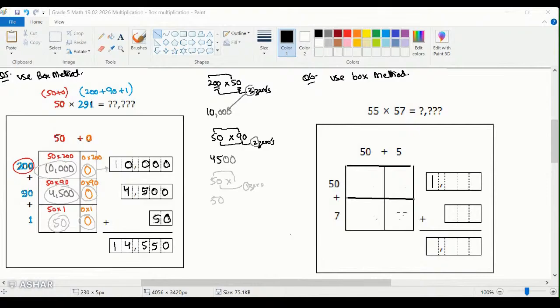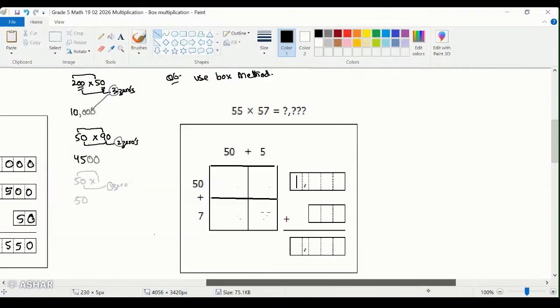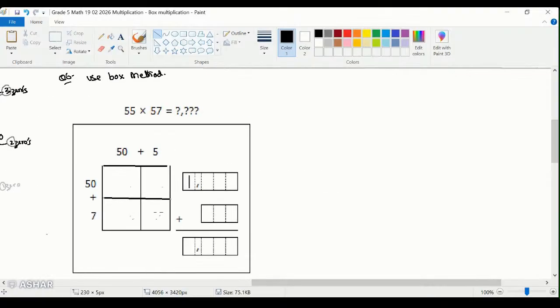Okay, so what are the answers we have? So we broke down the number 55 into, I'll do it. If you are done with this, I'll continue with the question. Okay, let's focus on this.